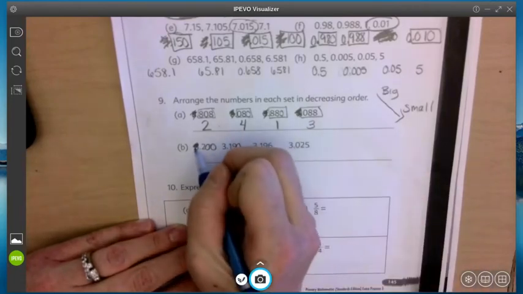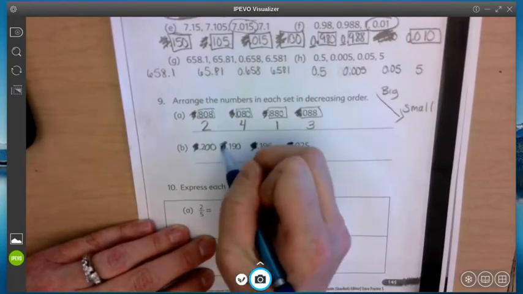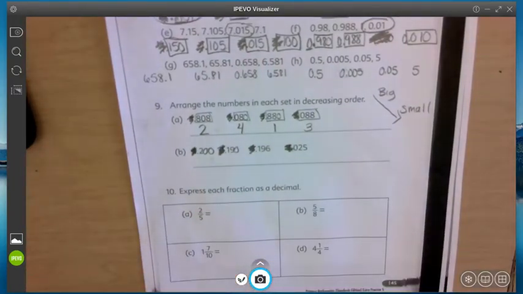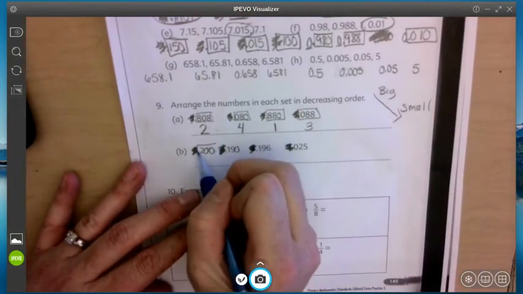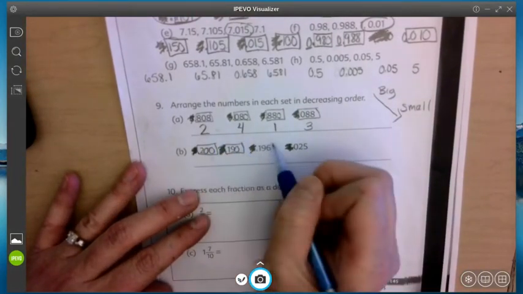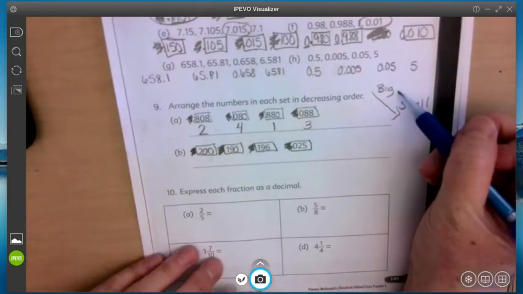Now I'm not looking at the 3 because they're all the same. If they were different, that would tell us right away which one's the biggest or smallest, because it's just a whole number. All right, so now I'm looking at 200, 190, 196, and 25. So we're starting with the biggest number.